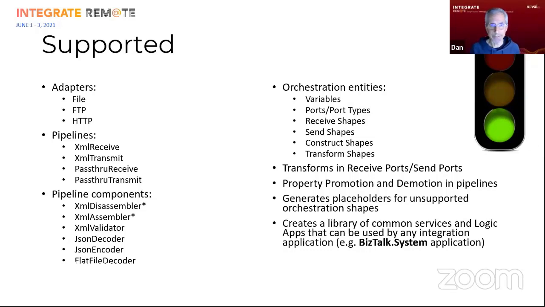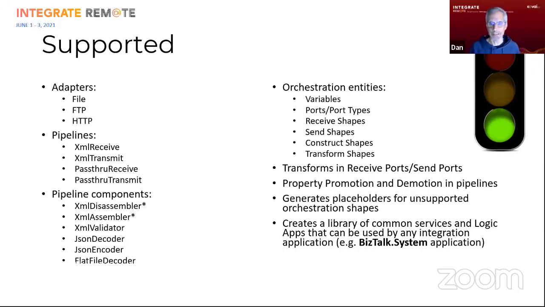Most of your orchestration shapes are in there. Some of the ones that wouldn't be would obviously be call rules, suspend or compensate, but pretty much anything in an orchestration that you can picture being done in a logic app will translate fine, including maps. Maps both in the orchestration and in the ports will be carried through. It supports property promotion and demotion, so you can do your content-based routing.